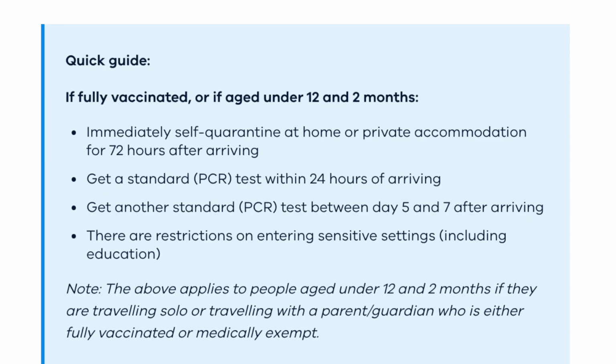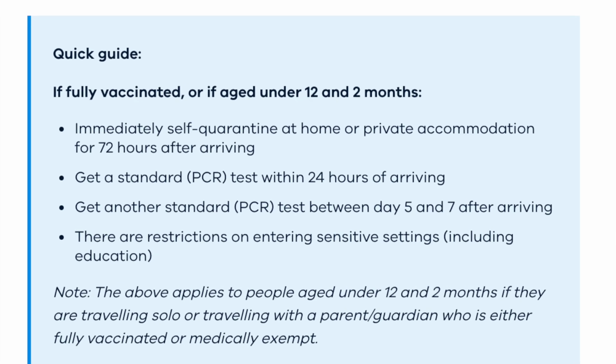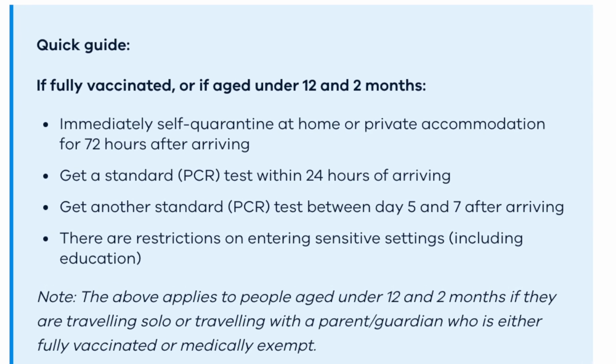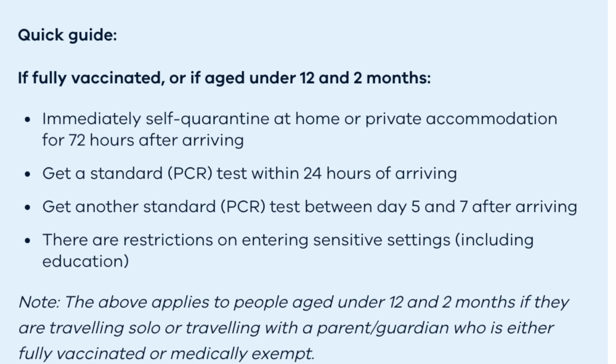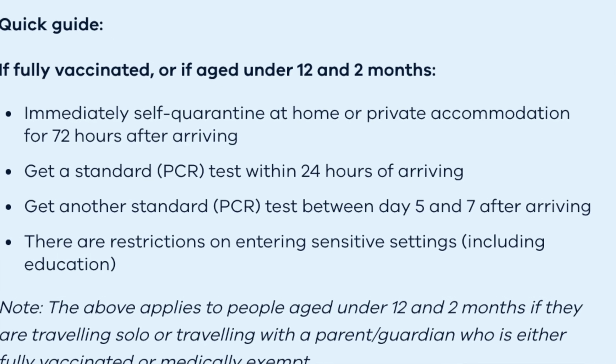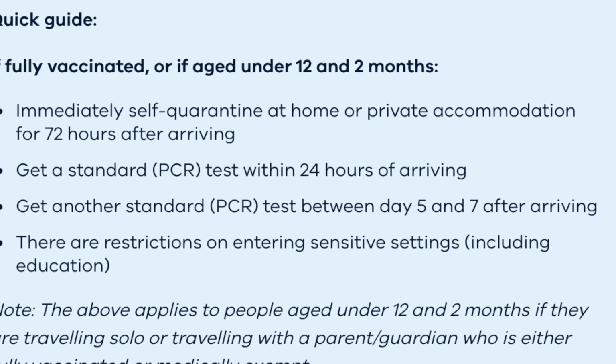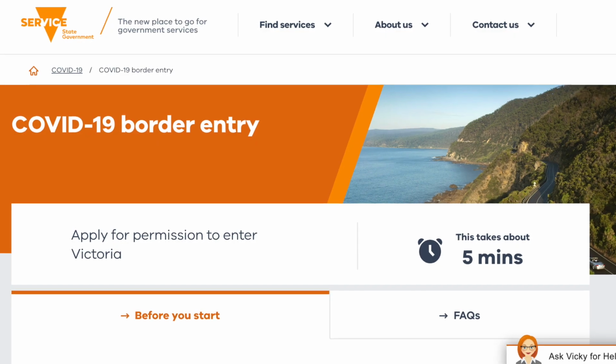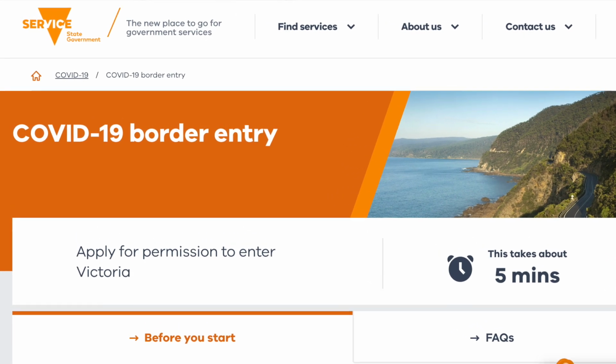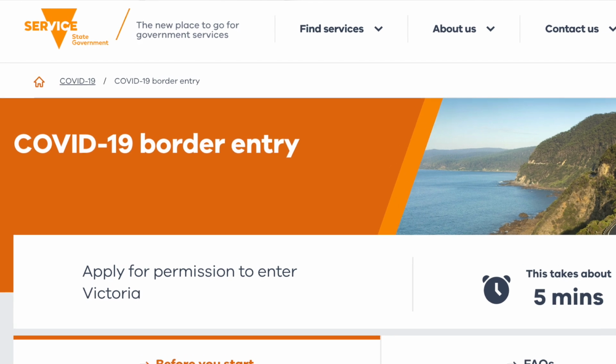Now, you will be required to do your COVID-19 test within 24 hours of your arrival in Victoria, and you will need to do another COVID-19 test between day 5 and day 7 after arriving. The Victorian government requires every international traveller to complete an international passenger arrival permit on their arrival into Victoria. So please make sure you complete this form before your arrival into Victoria.